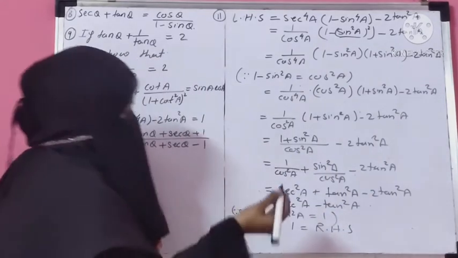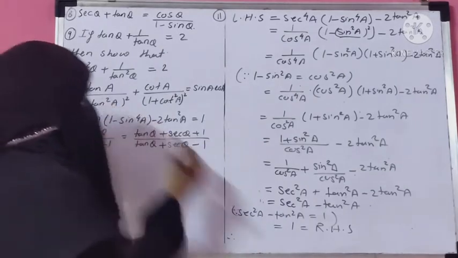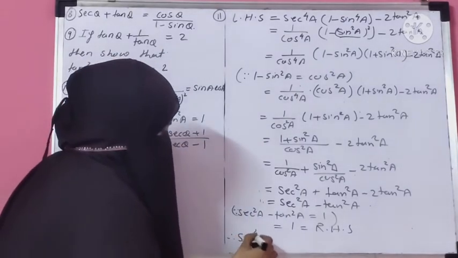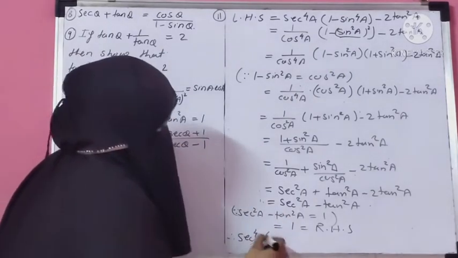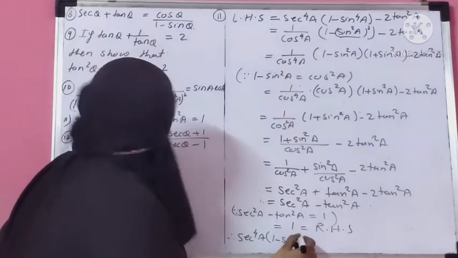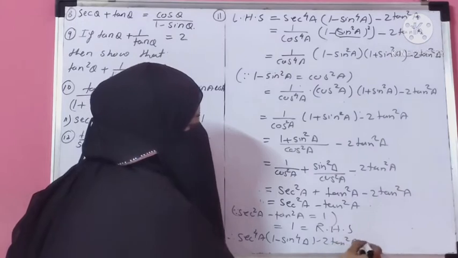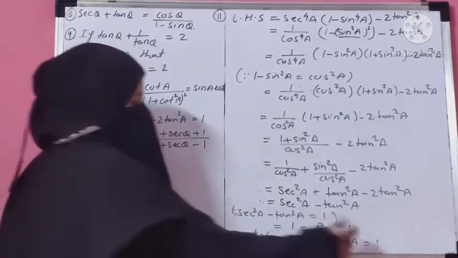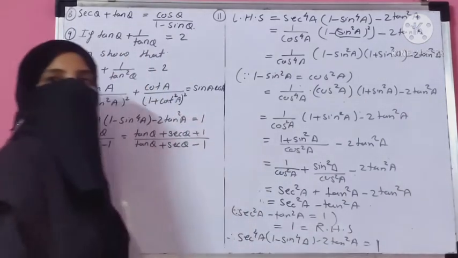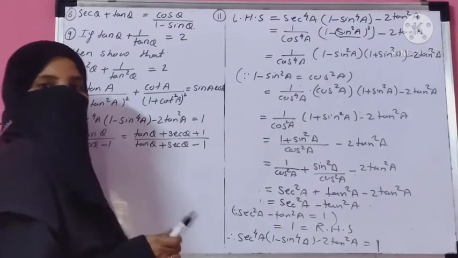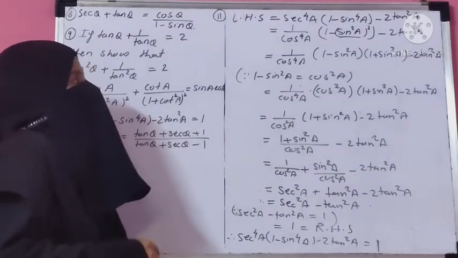So here again we prove the left hand side part, sec raised to 4A (1 minus sin raised to 4A) minus 2 tan raised to 2A is equal to 1. So here we prove the left hand side part is equal to the right hand side part, that is 1. Okay. See here one more time.